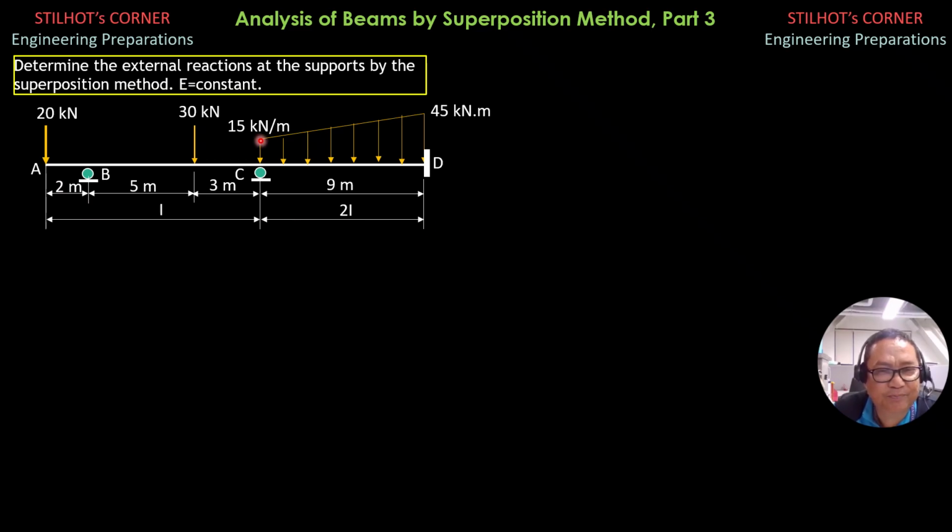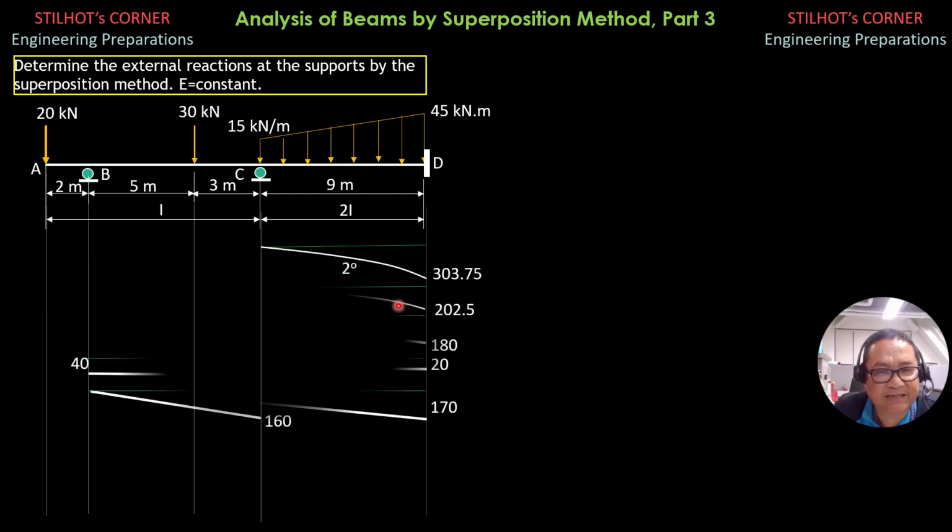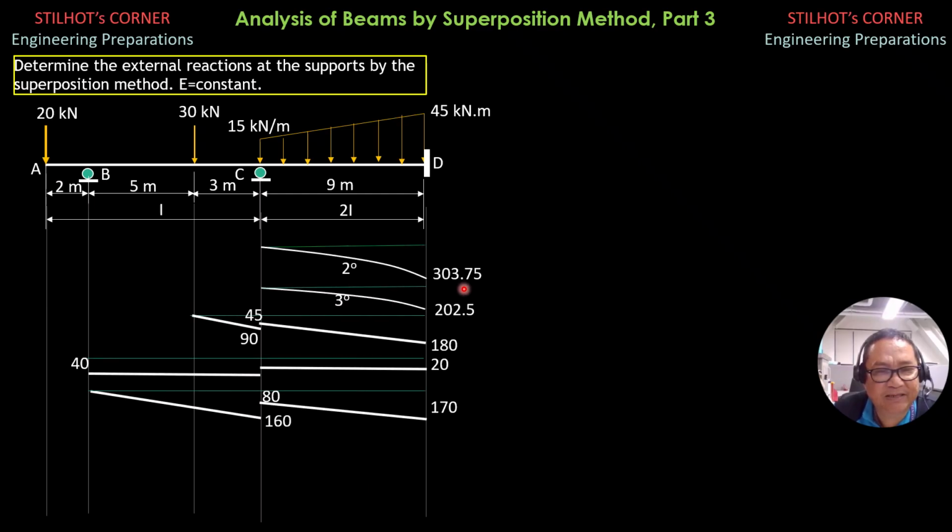We divide this trapezoidal loading into two parts, uniform and triangular. For the uniform load, 15 times 9 times 4.5 divided by 2, it is second degree, so that would be 303.75. Then for the triangular loading, 1/2 of 9 times 30 times 3 divided by 2, 202.5 kilonewtons. That's third degree. So we just imagine that EI is 1 in this case, although we already divided each value here by 2.